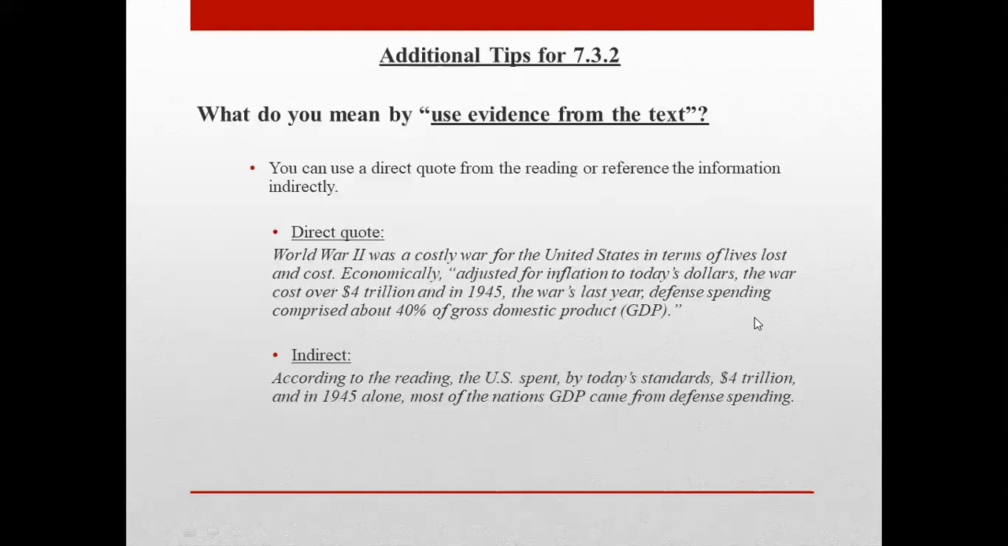You can also put in indirect evidence. So you could say, according to the reading, the US spent by today's standards $4 trillion, and in 1945 alone, most of the nation's GDP came from defense spending. So if you look at this, this is restating the quote, so it's not writing it word for word, and it says according to the reading. So that is more of an indirect use of evidence. So one is using quotes, the other one is rewriting it in your own words, but still attributing the reading.